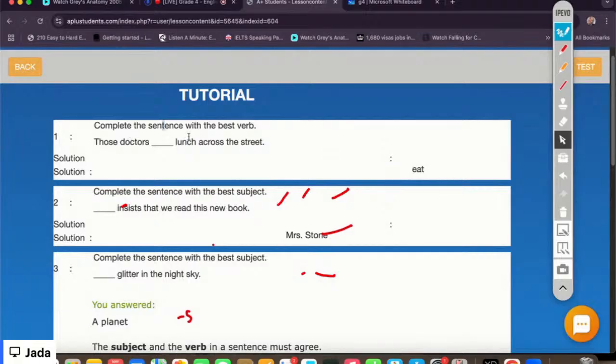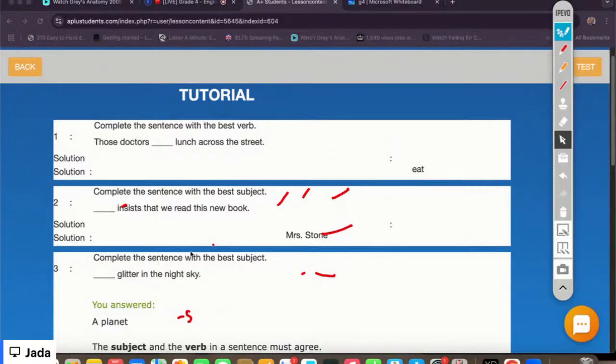Okay, let's look at this from here. Complete the sentence with the best verb. Those doctors dash lunch across the street. So now doctors, it's in what? Plural form. So you're going to have a verb that does not have s. So that's why we have those doctors eat.